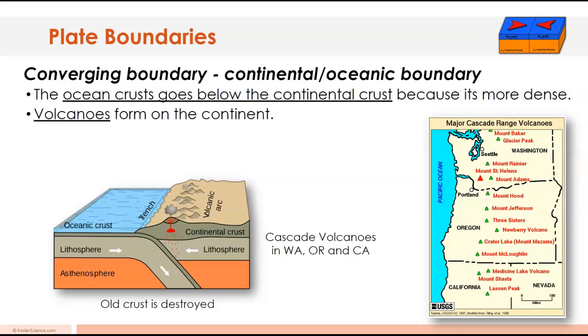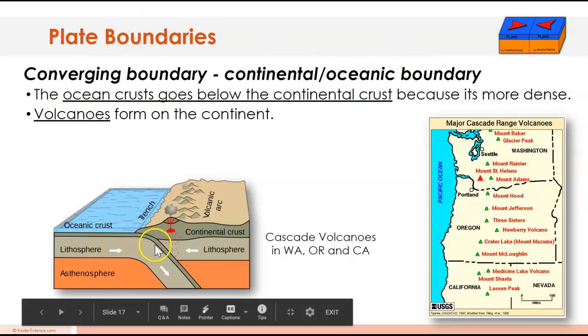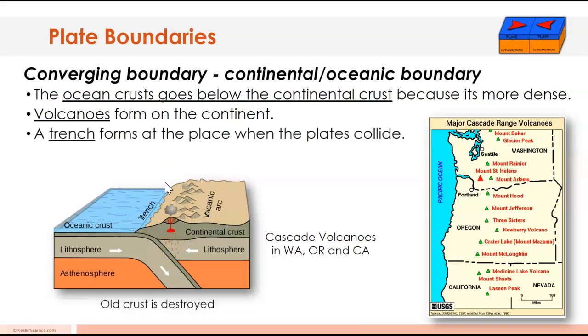It sinks down and it makes volcanoes. That crust material will heat up into magma and it'll float up because it's less dense and it'll melt its way through, and bam, you get yourself a volcano. A trench will form along the coast right there at the place where the plates collide.